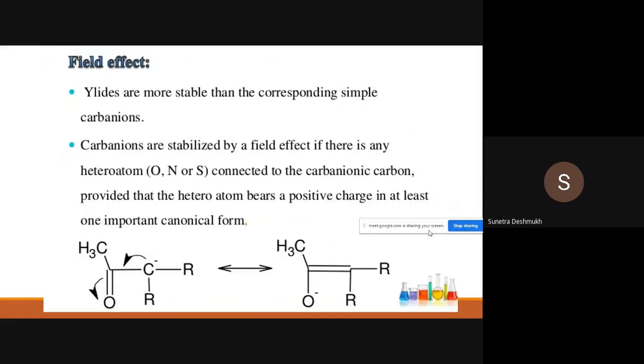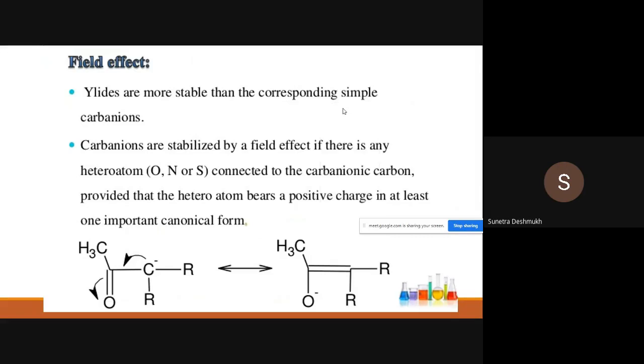Carbanions are stabilized by field effects if they are connected with heteroatoms like oxygen, nitrogen, or sulfur directly connected to the carbanionic carbon. So the heteroatom bears a positive charge in at least one of its canonical forms. This is the fifth point of carbanion stability: the field effect.